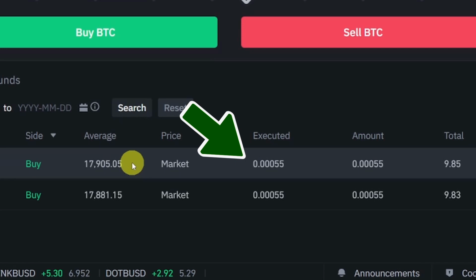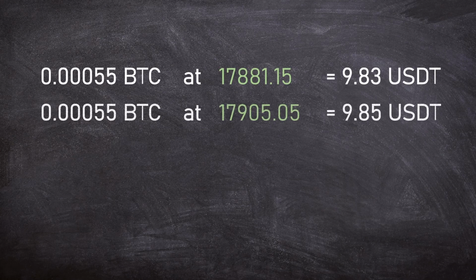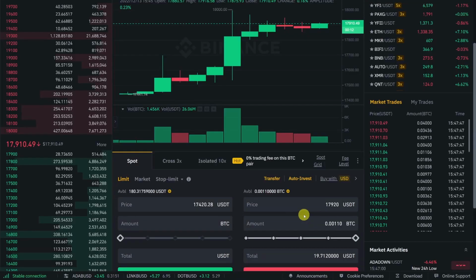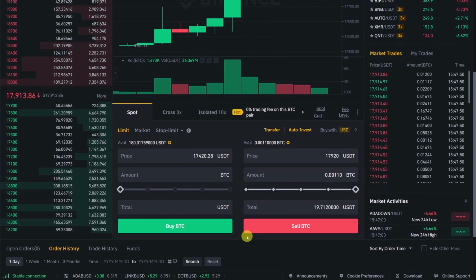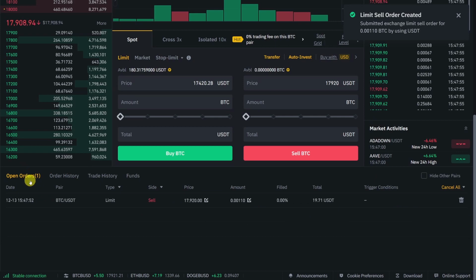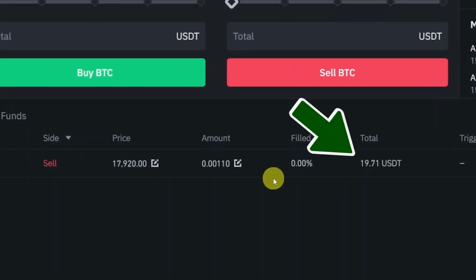This time around, the order was filled for 9.85 USDT, again less than the 10 USDT that I ordered. Now I've got a total of 0.0011 BTC at an average price of 17,893.1, having spent a total of 19.68 USDT. This time the sell limit order should work. Here is the notification, and here it is sitting in the open orders list. And if filled, it promises to yield me 19.71 USDT.